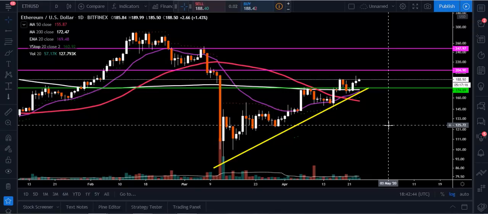We're just going to see if this move continues to the upside. So far, we're holding that critical support, and we want to see that held for Bitcoin so that we can keep moving on some of these other coins as well.